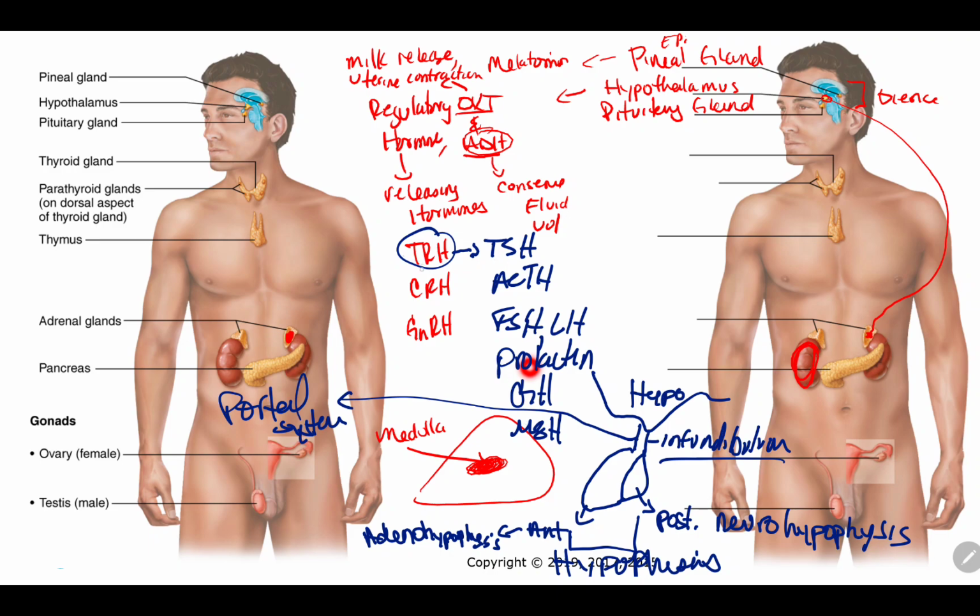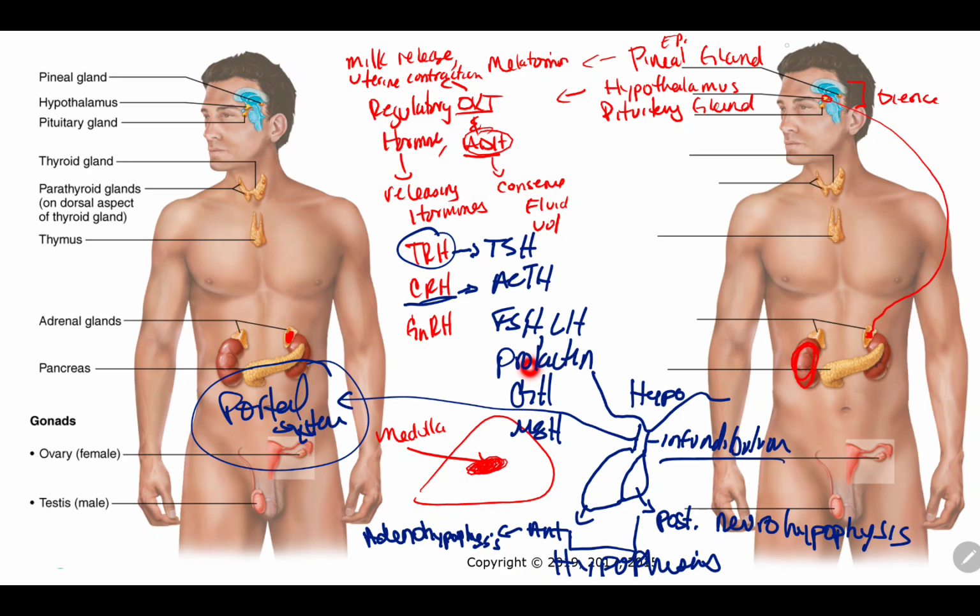For example, TRH, thyrotropin releasing hormone, goes down the portal system, tells the anterior lobe to produce TSH, right? Thyrotropin, also known as thyroid stimulating hormone, okay? And same thing for all these other ones too, okay? So the corticotropin releasing hormone goes down, tells the anterior pituitary to release adrenocorticotropic hormone, okay?